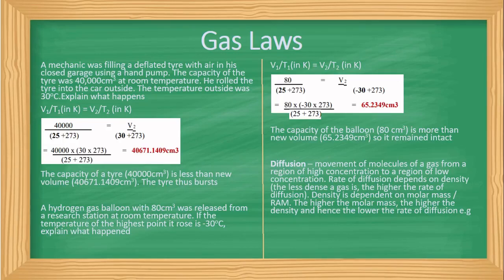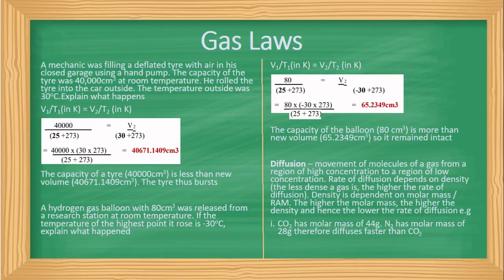The rate of diffusion depends on density. So density is the weight. And the less dense a gas is, the higher the rate of diffusion. Density is also dependent on molar mass. So the higher the molar mass, the higher the density, and hence the lower the rate of diffusion.